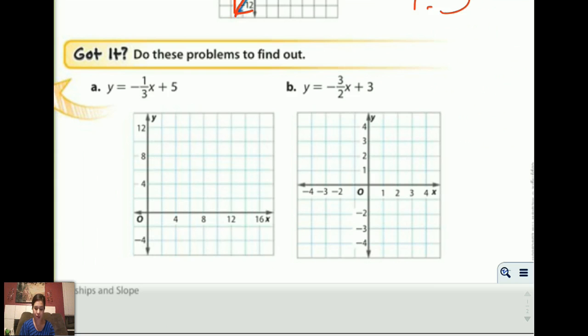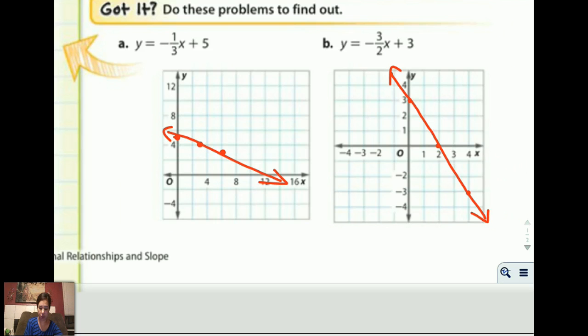I want you to go ahead and take a look at part A and B. Try them, pause me, see if you can get the right answer. Okay, so hopefully you were able to graph these.